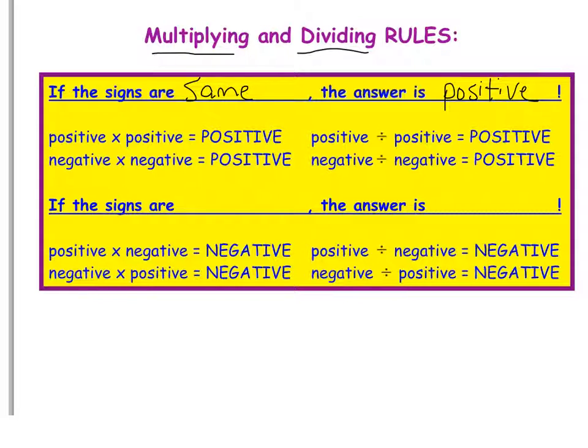If the signs are different, then the answer will be negative. So this summarizes it right here. Positive times a negative, negative. Same if they're reversed. Positive divided by a negative, negative. Same if they're reversed. So make sure the rules are in your notes. Let's work some examples now.